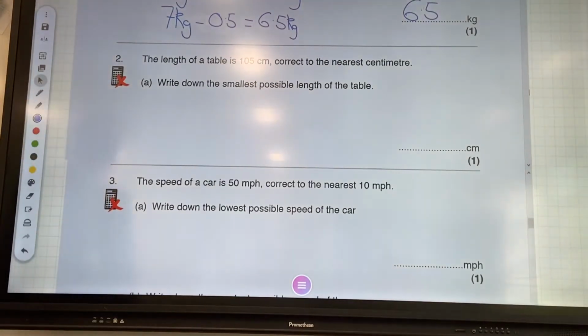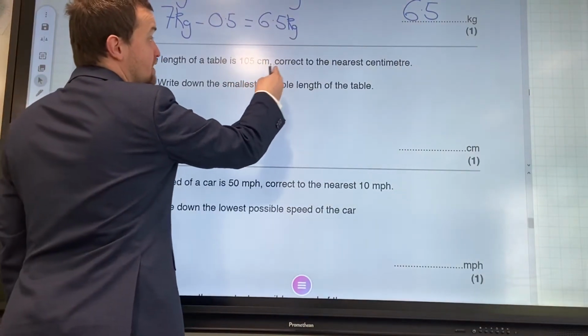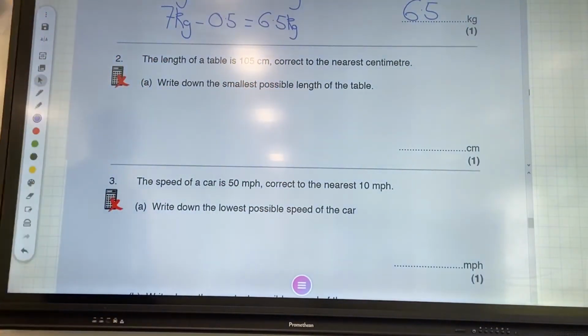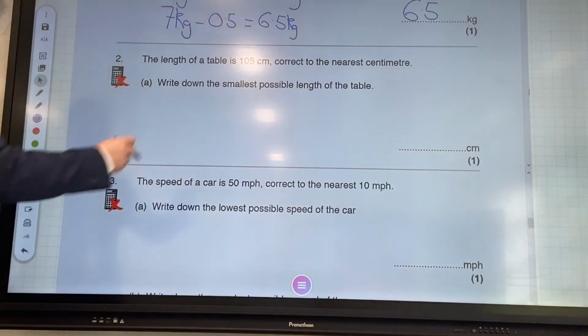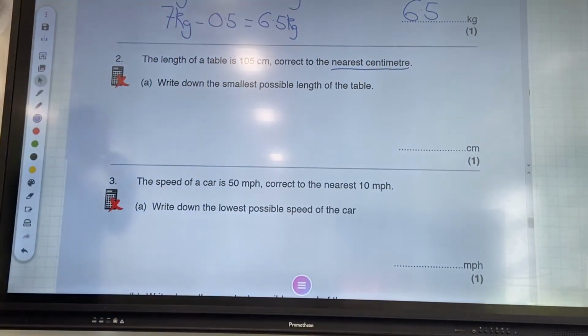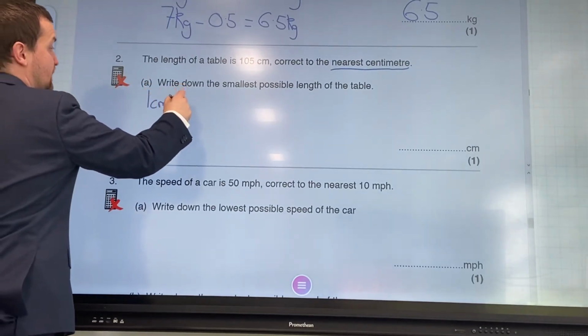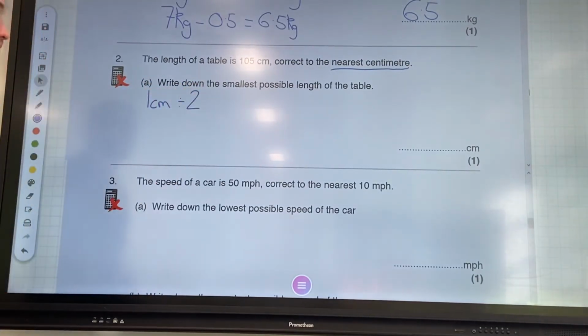The length of a table is 105 centimeters, correct to the nearest centimeter. So basically, they've rounded whatever answer they got to the nearest centimeter and come up with 105 centimeters. Write down the smallest possible length of the table. Think back to question 1. They've rounded it to the nearest centimeter, so what do we do with that? We're going to half that. So 1 centimetre divided by 2, because we're halving it, and we get 0.5 centimetres.